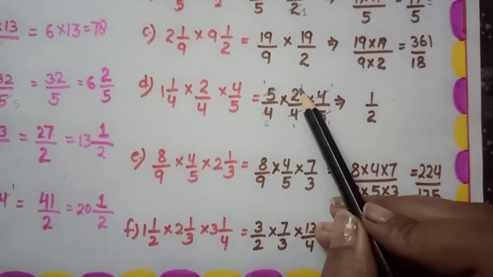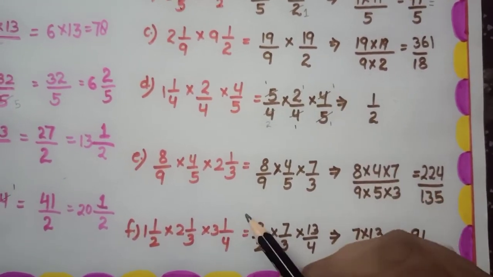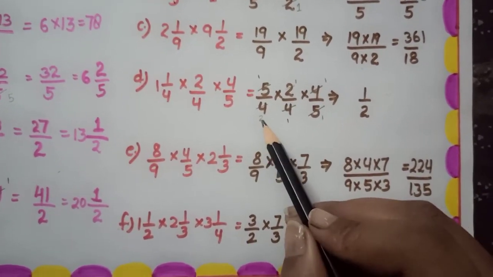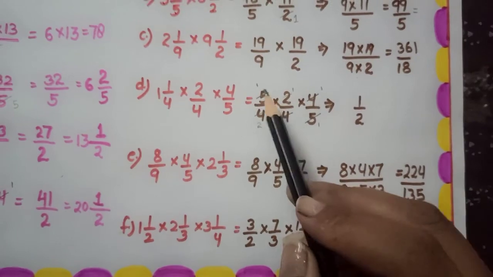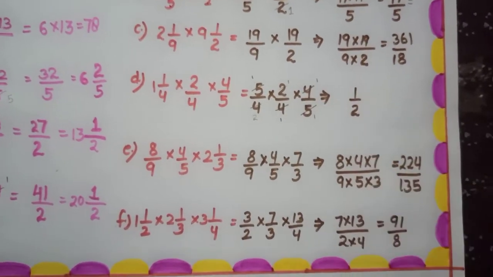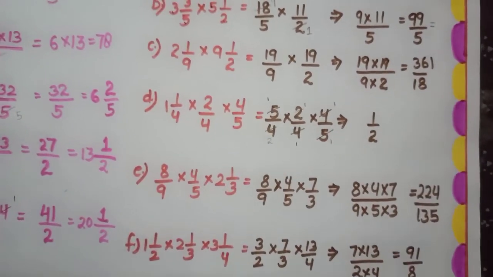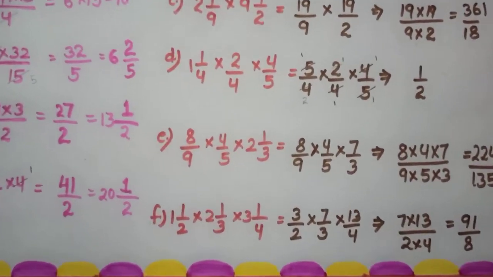Only one is left. Here also one is left. Here also one is left. And here also one. Here also one. And only 2. It means 2 1s are 2. And 1 1s are 1, 1 1s are 1. So this is how we have got its answer as 1 upon 2.